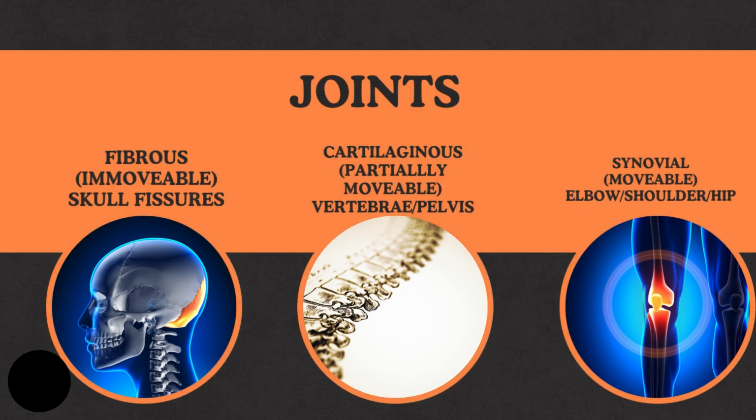Just a quick look at the joints. We've got the main joints: the fibrous, which is immovable, like the skull fissures here. We've got the cartilaginous, which is partially movable joints, such as the vertebrae and the pelvis. And then we've got the synovial joints that are very movable. So we've got the elbow, the shoulders, the hips, the knees.